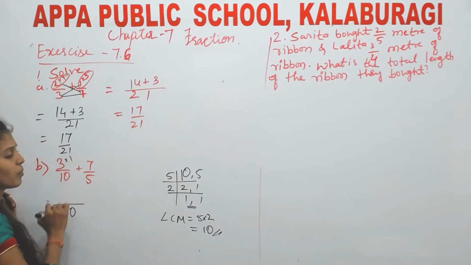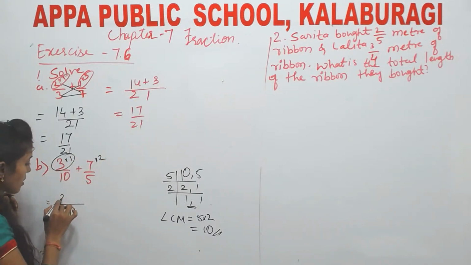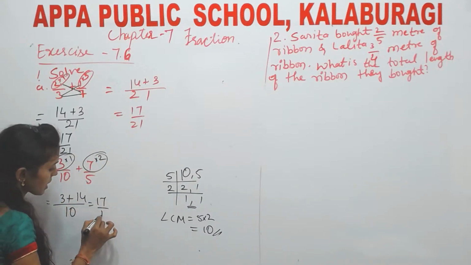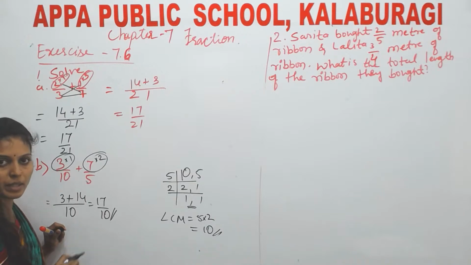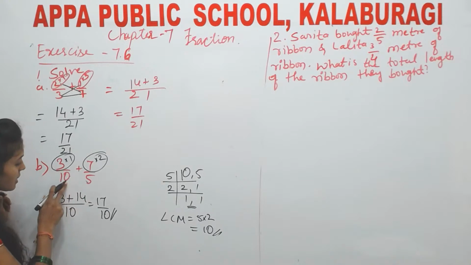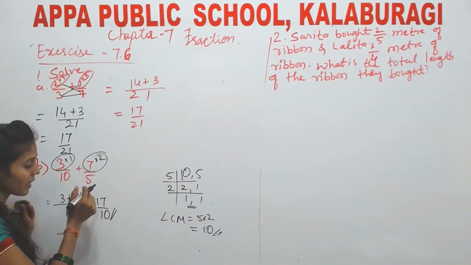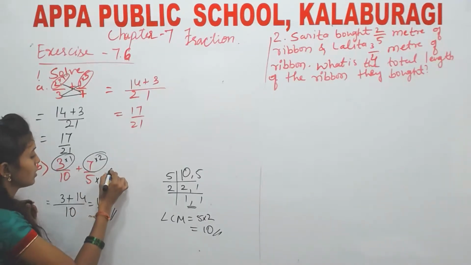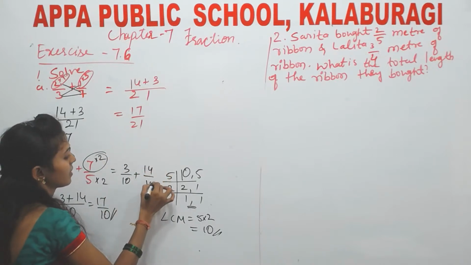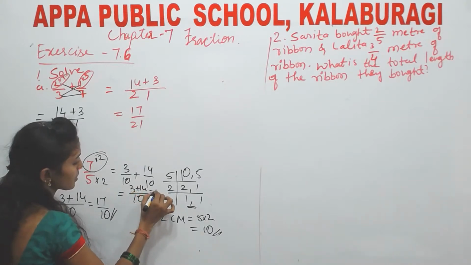Then 10 is the LCM. In the 10 table, 1s are; in the 5 table, 2s are. So 3 ones are 3 plus 7 twos are 14. So 17 by 10 you will get. Same answer. If we make the denominator same, 10 is there. In the 5 table, we get 10 directly when 5 twos are. So 3 by 10 plus 7 twos are 14 by 10. Denominator is same, add up the numerators: 3 plus 14, that is 17 by 10.